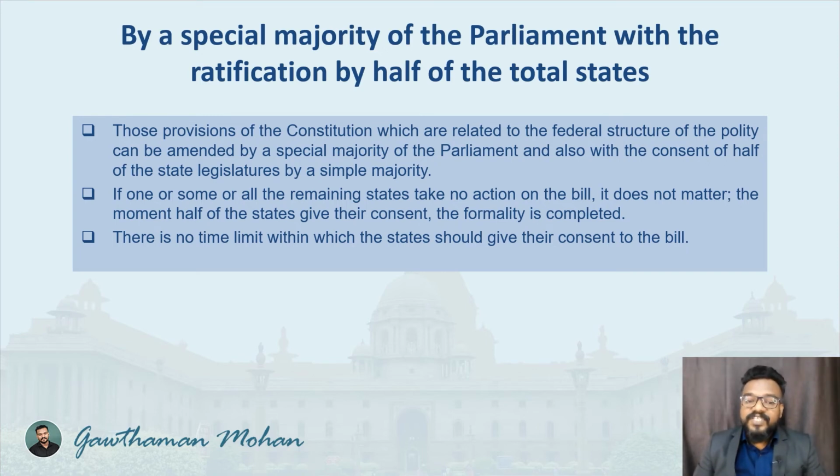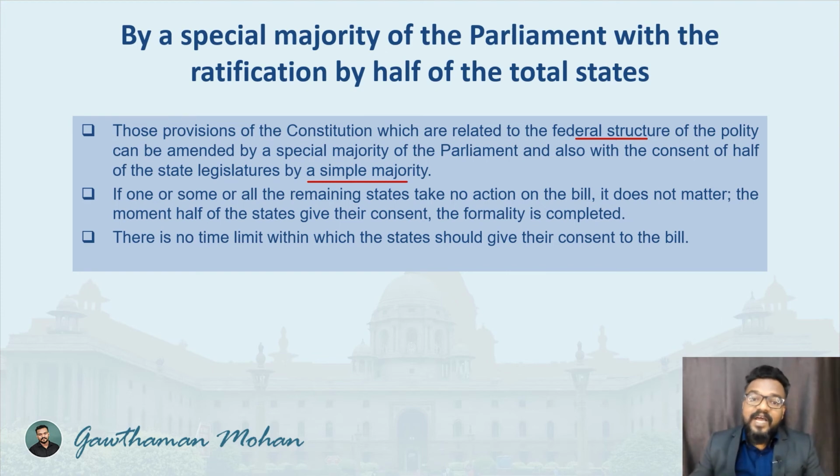So these provisions of the Constitution which are related to the federal structure of the polity can be amended by special majority of the Parliament and also with the consent of half of the state legislature by simple majority. Very, very important, because if we are actually amending something which has that character of a federal nature, or a federal structure, then we need to have the special majority plus the ratification of half of the states.